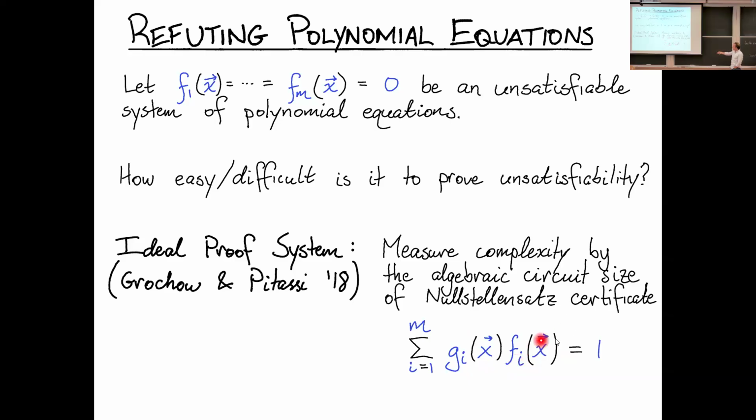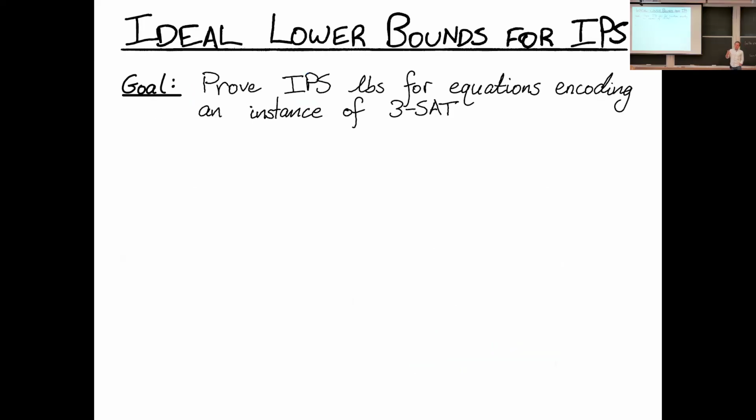And if you find this certificate, this means there is no solution, because otherwise a solution would imply 0 equals 1, which is a contradiction. And over algebraically closed fields, these refutations always exist. And you can measure the complexity of your refutation by considering something like the algebraic circuit size of these g_i polynomials. Right, so this is a well-studied proof system. There have been a number of lower bounds that have been proved for this over the past, say, 5, maybe 7, 8 years.